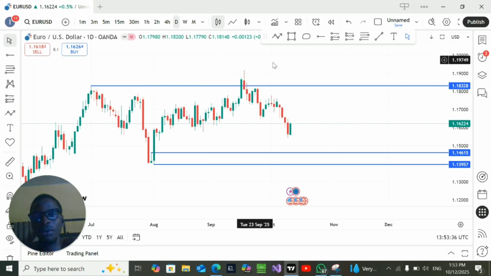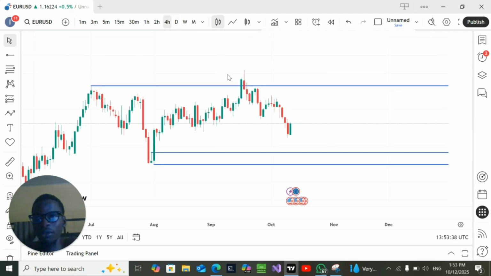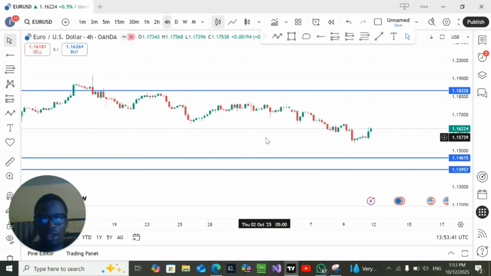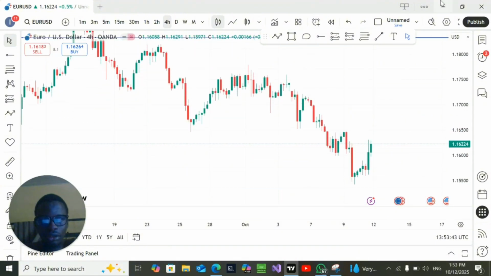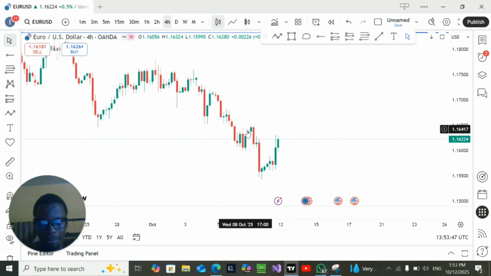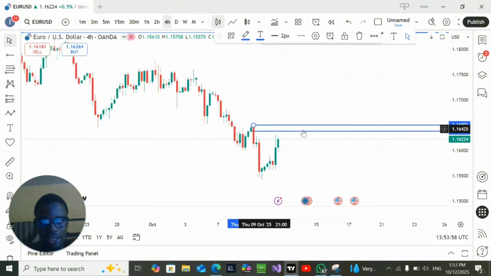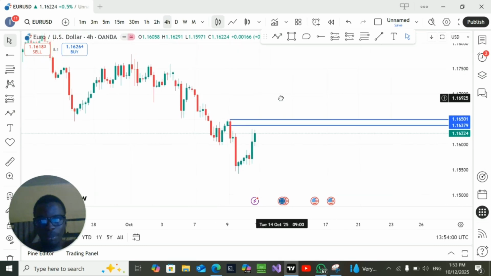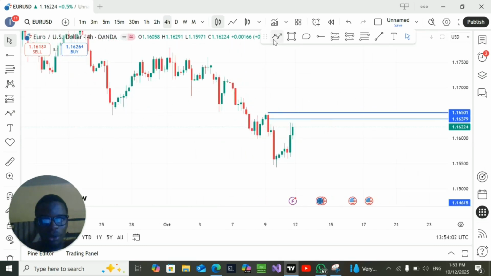Okay, so now let's move on to the 4 hour. From the 4 hour, you could see that it's the same thing. So now the market is here. I can see a very good supply here, the same way we saw it on the GBP USD. There's a supply here. So this supply is where I can be looking for the market to come in, to look for more sales.